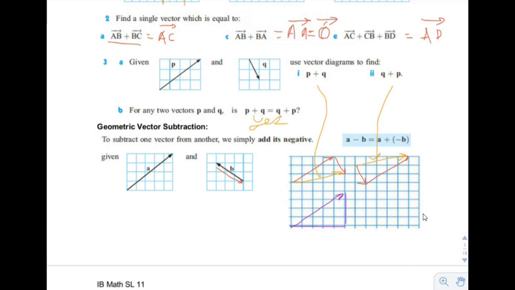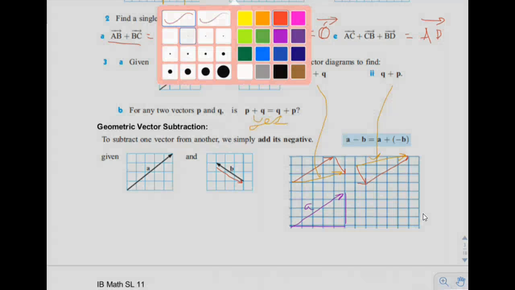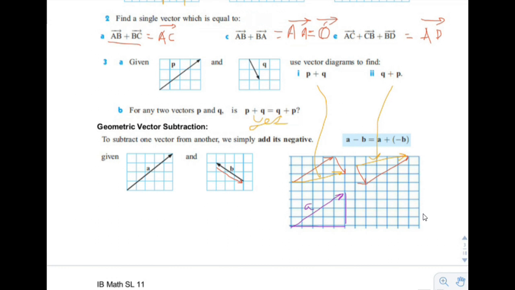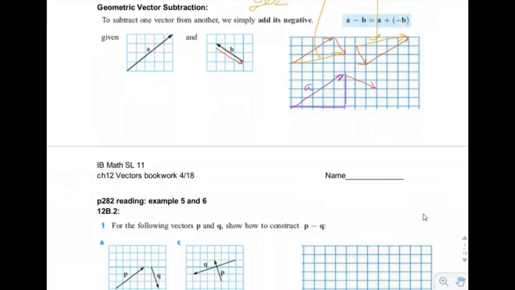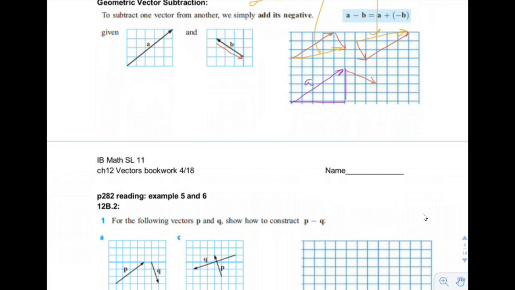That's vector a. And then we're going to subtract vector b. So instead of going in the direction of vector b, we're going to go in the opposite direction of vector b, 2 down and 3 across. Looks like that. And we're done, right? So the resultant vector here would be that vector here. That would be a minus b.